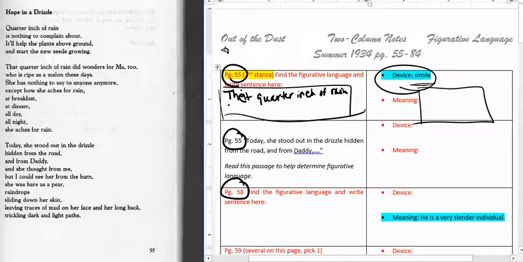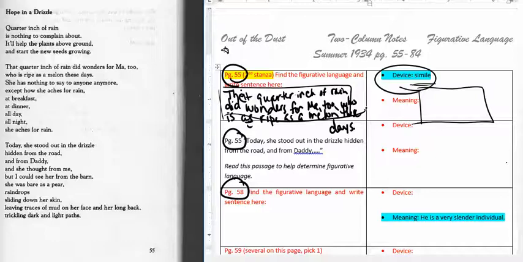That quarter inch of rain did wonders for Ma too, who is as, there we go, there's the simile clue, ripe as a melon these days. When you think of a melon, and if you know that it's ripe or fruit, you know that it's ready. It's done. It can't go much further.